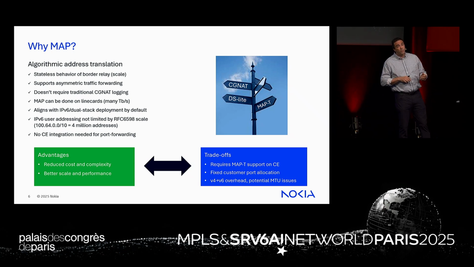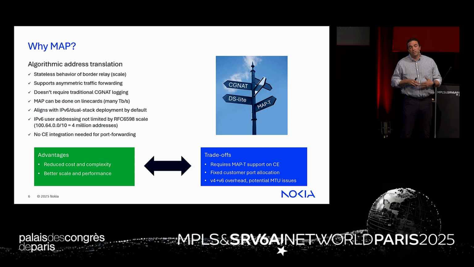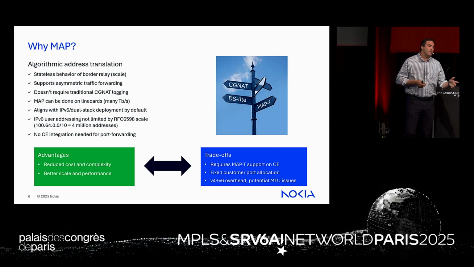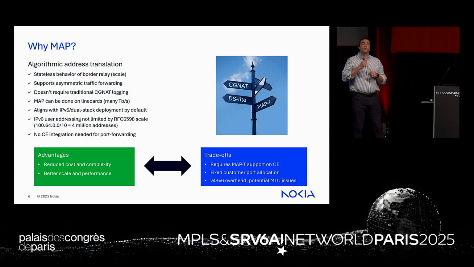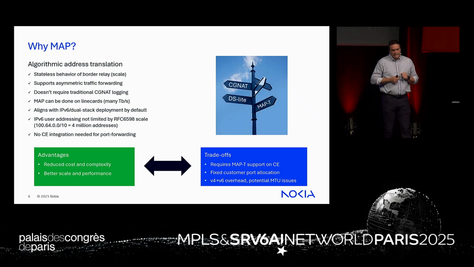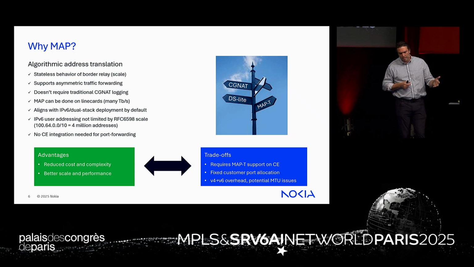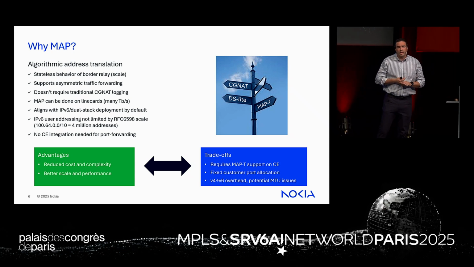Now, another thing that we all have been dealing with: it does not require traditional logging, so it's syslog, RADIUS, whatever you guys have. In this case, you just do the reverse mapping somewhere, and that's it. Now, advantages, as mentioned before, I think I had gone into it. It's cheaper, reduced complexity, better scale, better performance.